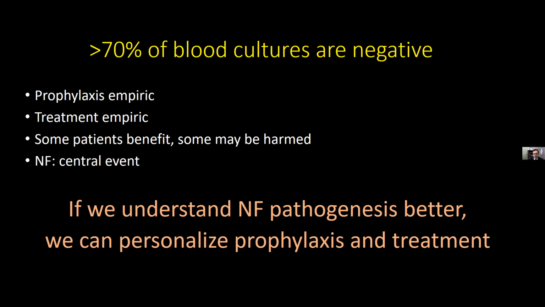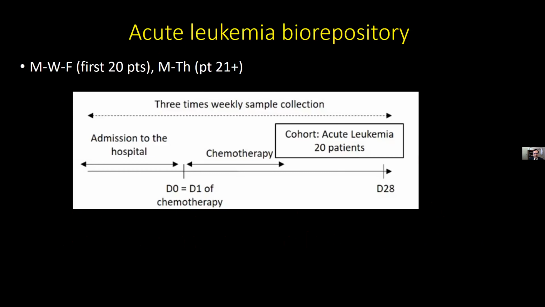If we can prevent it better, so we don't need to give all patients the same antibiotic and then end up treating all of those patients with the same empiric antibiotic, we probably will be able to prevent dysbiosis and its detrimental clinical outcomes that I will describe shortly. So understanding neutropenic fever pathogenesis better is key to this ideal personalized prophylaxis and treatment of this complication.